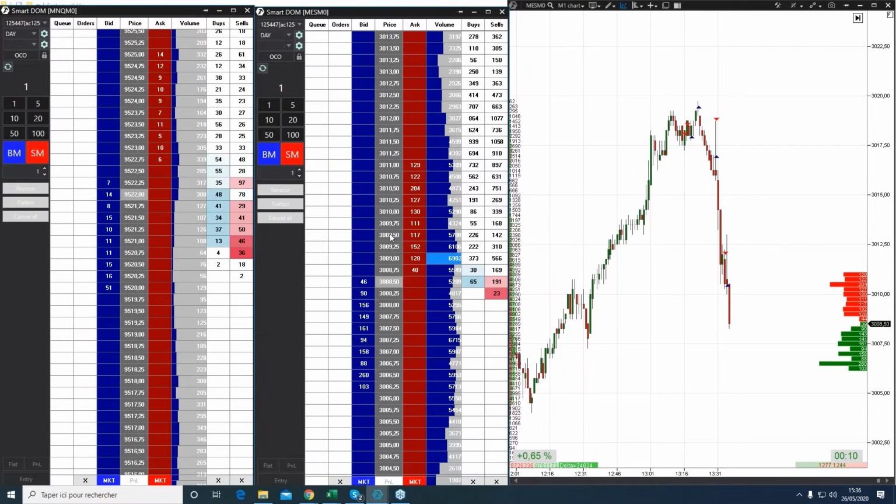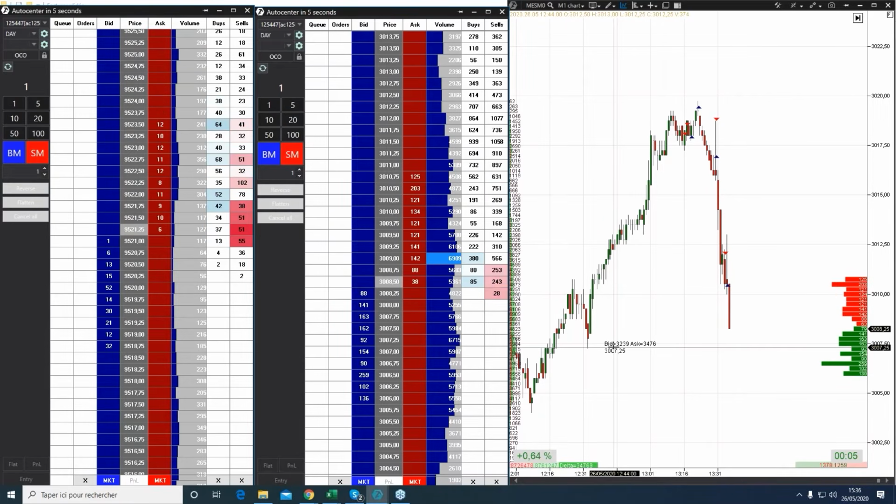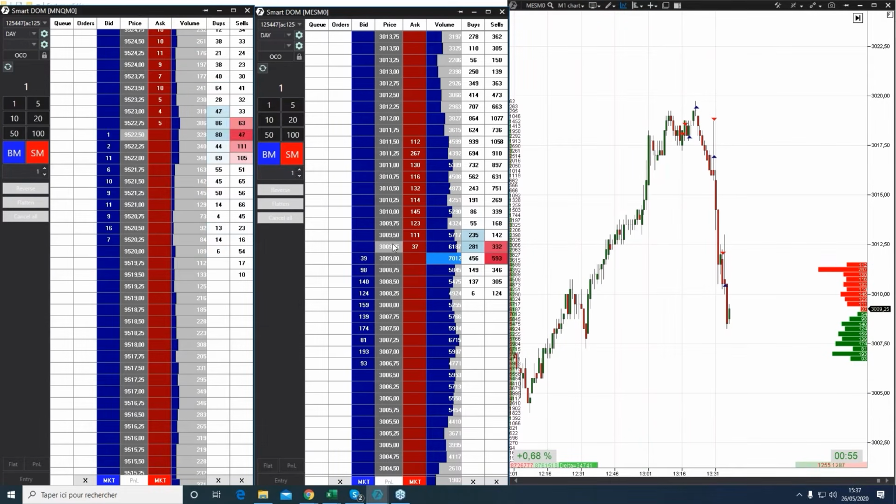Okay, so here you can see the pullback that Tarek did. He did a pullback at the level we identified, 12. And the next I told you was 10 and then 7 something. So it did break the 10 very strongly.